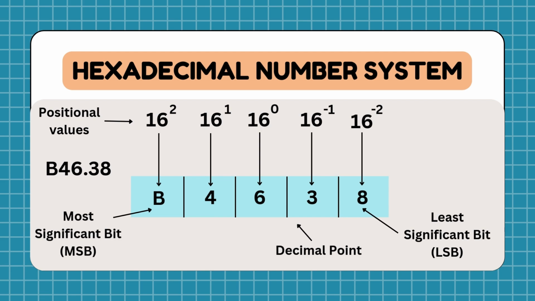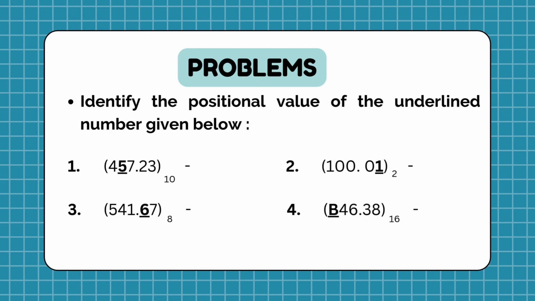Let's test your understanding with a quick problem. Identify the positional value of the underlined digit in the following examples. 1. In the decimal number 457.23, what is the value of the digit 5? 2. In the binary number 100.01, what is the value of the rightmost one? 3. In the octal number 541.67, what is the value of the digit 6? 4. In the hexadecimal number B46.38, what is the value of the alphabet B? Take a moment to think about it.